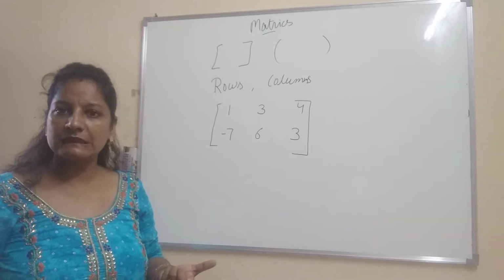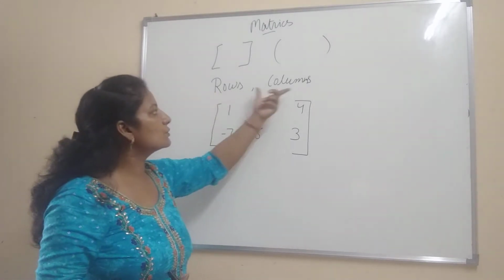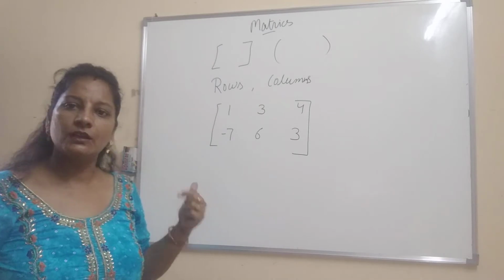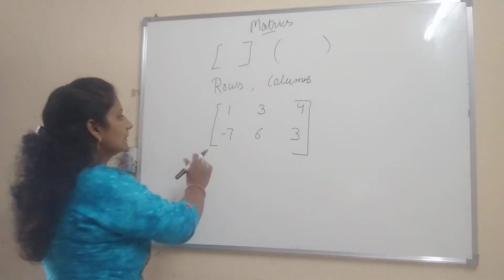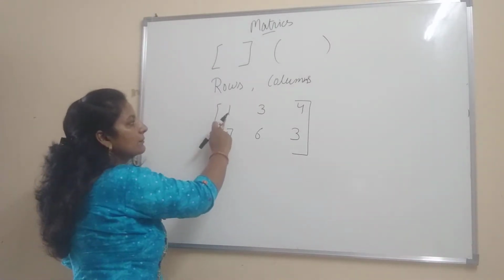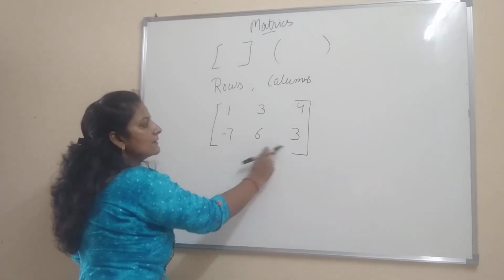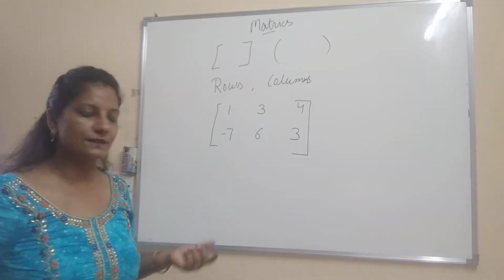There are two terms in the chapter matrices. One is rows and another is columns. Rows and columns. There is a matrix in front of you. The numbers are 1, 3, 4, -7, 6 and 3. This is a matrix.